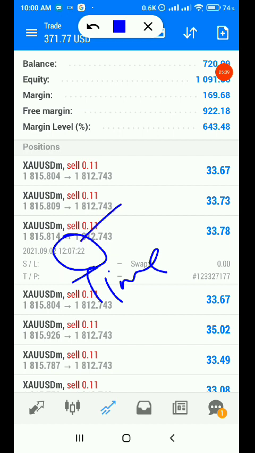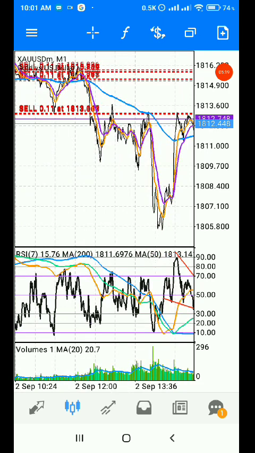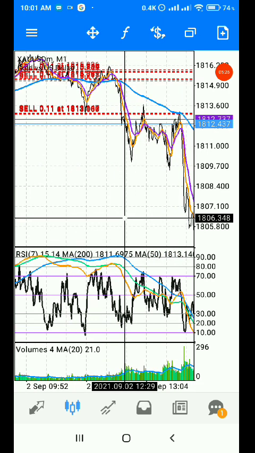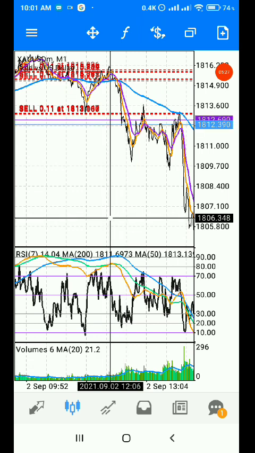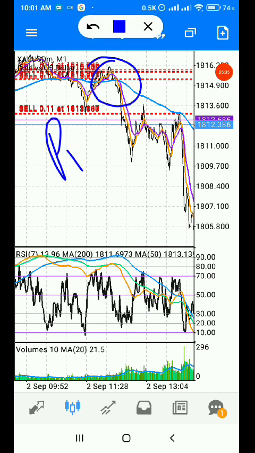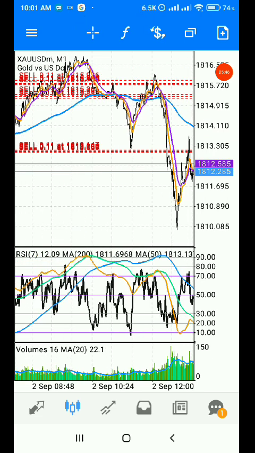So here is the time, 12:07. So let's go to the chart. If we take the time here, we see this is the 12:07, as you see. So from this peak, I have taken sell entries. Why I have taken sell, I will explain all those things. So take notes. Trading is very easy and simple.